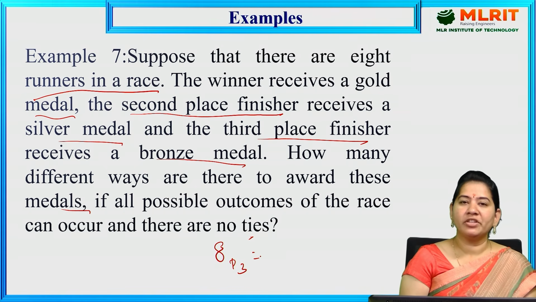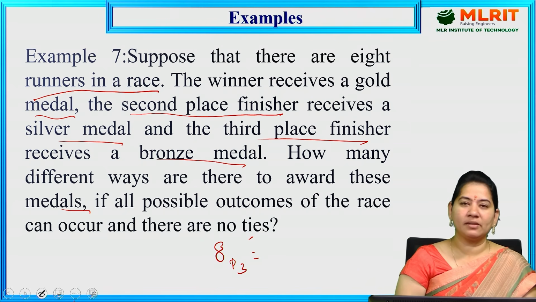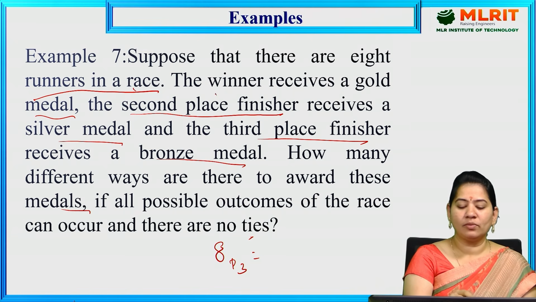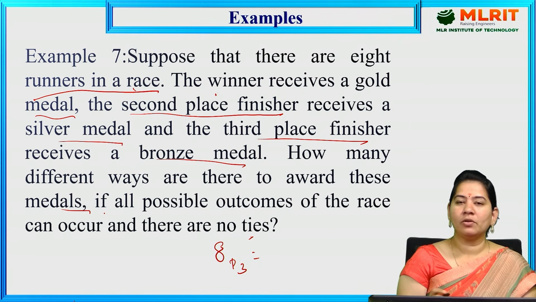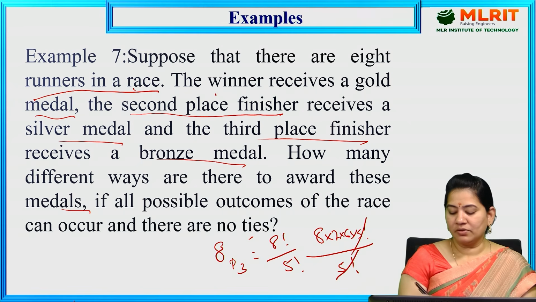So here the question is very lengthy, but if you understand the question, it is very easy. Suppose that there are 8 runners, means altogether you have 8 runners in a race. Out of that, winner, first prize, second prize and third prize. So they are asking how many different ways are there to award these medals. Obviously out of 8, 3 members you have to select. 8P3 ways we have. So 8 factorial by (8 minus 3) factorial, 5 factorial. So 8 into 7 into 6 into 5 factorial by 5 factorial. So this will get cancelled.